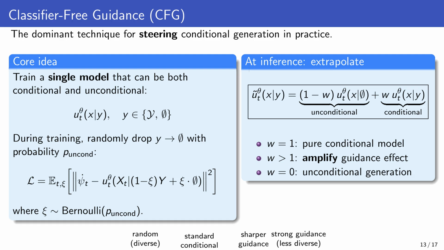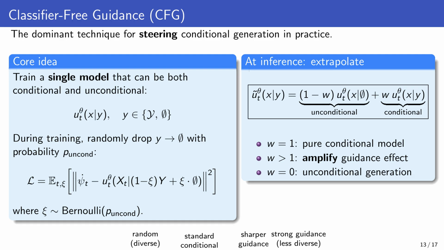At inference time, you run the network twice at each step, once with the condition y and once without. Then you combine the two outputs using a guidance weight w. The formula is 1 minus w times the unconditional velocity plus w times the conditional velocity. When w equals 1, you get the standard conditional model. When w is greater than 1, you amplify the guidance, making the generation more faithful to the condition, but potentially less diverse. Values of w between 3 and 7 are typical in practice.